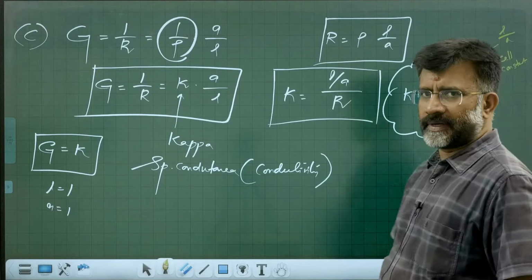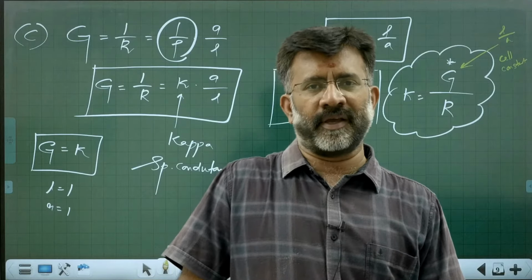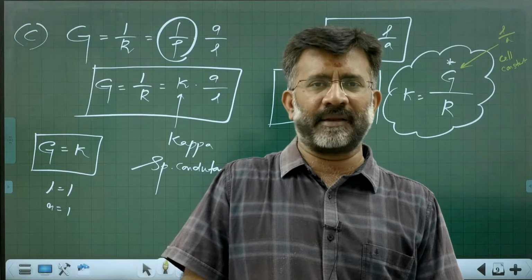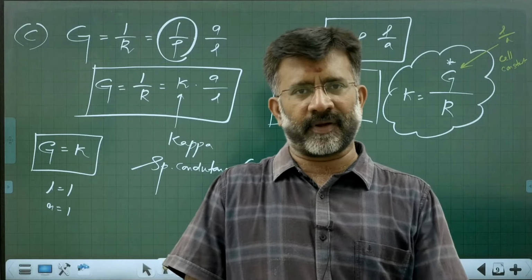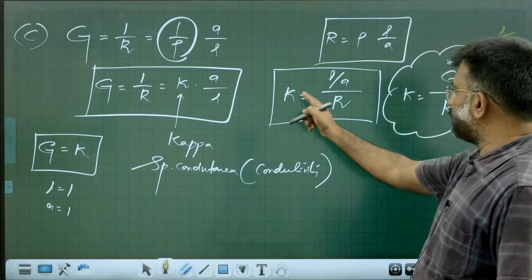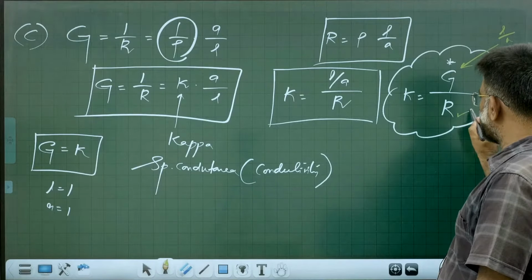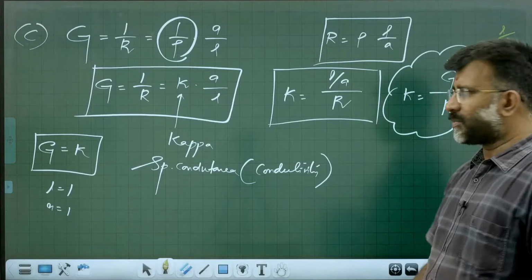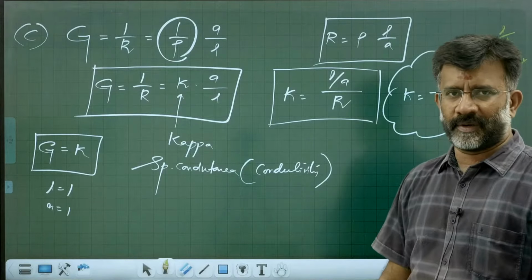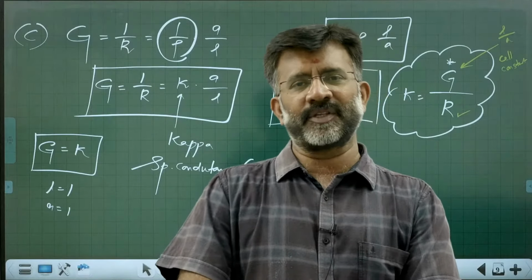Every conductivity cell that we use in the experimental systems in the laboratory will have a cell constant L by A, designated in our textbook as G star. So kappa, conductivity, is equal to G star by resistance. If you know resistance, you get kappa, provided the cell constant is available. How to find the resistance? Resistance is determined by the Wheatstone bridge experiment.